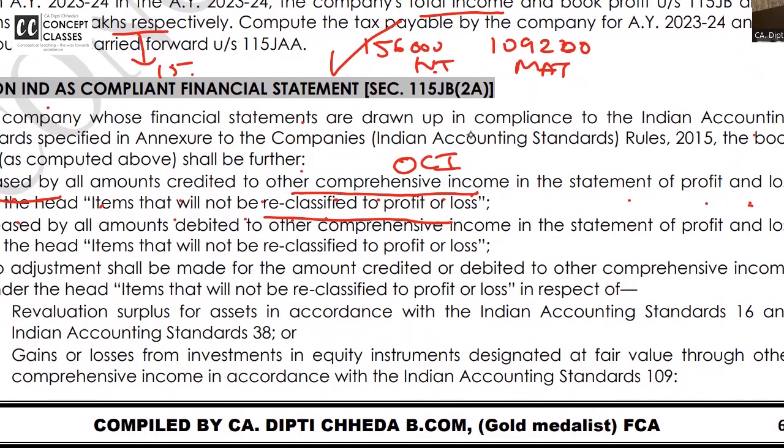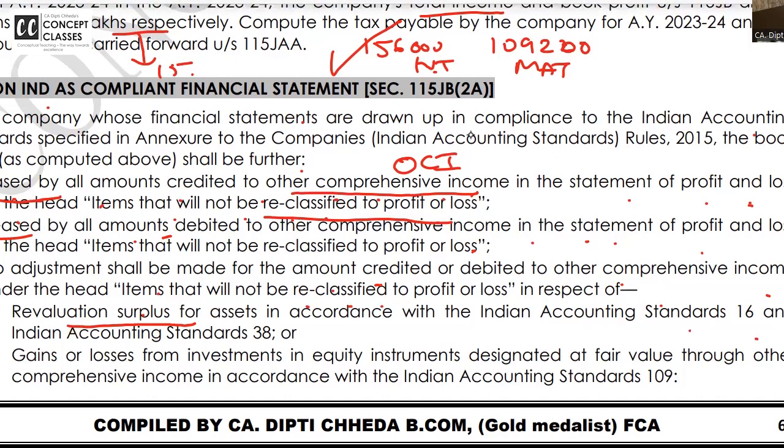Same way, any amount debited in the other comprehensive income statement, and items that will never be reclassified. You will never debit it in future in the P&L account. So now only deduct it and pay the tax. Except, no adjustment shall be made for amounts credited or debited in other comprehensive income, items that will not be reclassified, in respect of revaluation surplus.